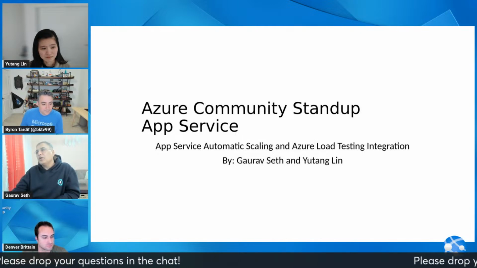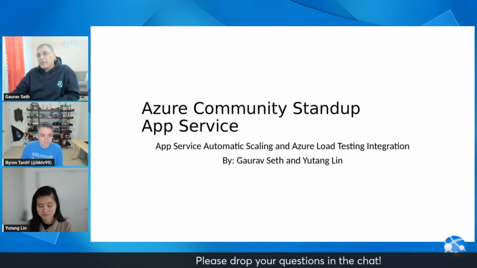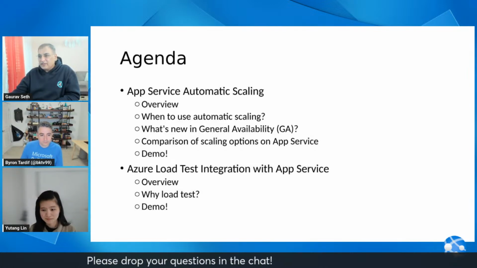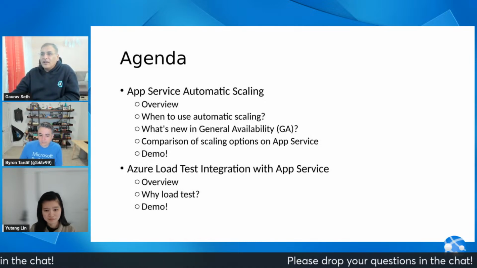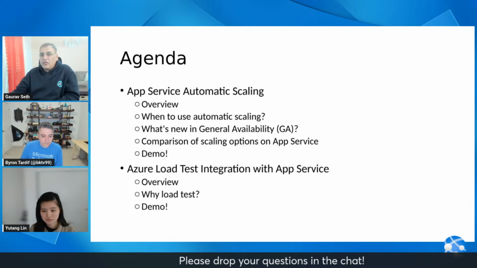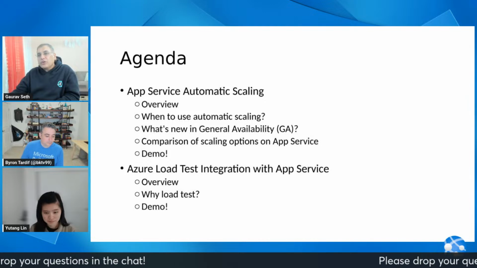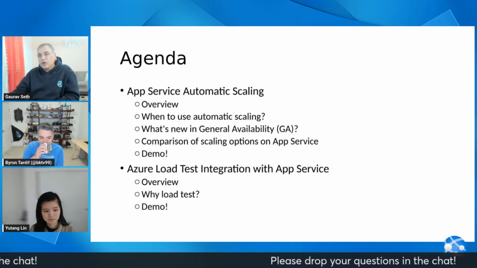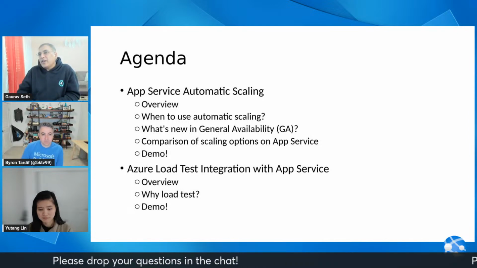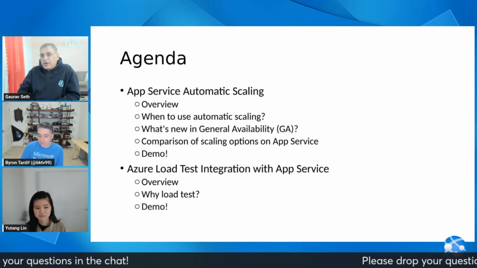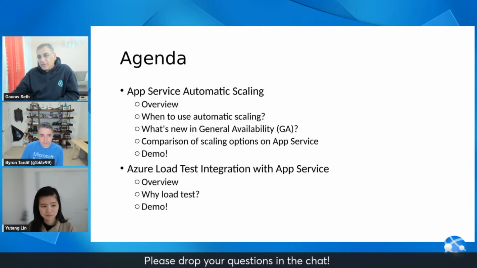Oh, yes. So we are going to begin with a couple of slides just to set the context and what's new with automatic scaling when it comes to GA. So first, a quick peek at the agenda. I'm going to talk about automatic scaling, then do a quick demo of how to configure automatic scaling on the portal. And then I'm going to hand over to Yutang, who's going to talk about how to use Azure Load Testing along with automatic scaling, because that's going to be the way forward, where you could quickly do a load test against your web application and come to a baseline scaling profile for your web app.